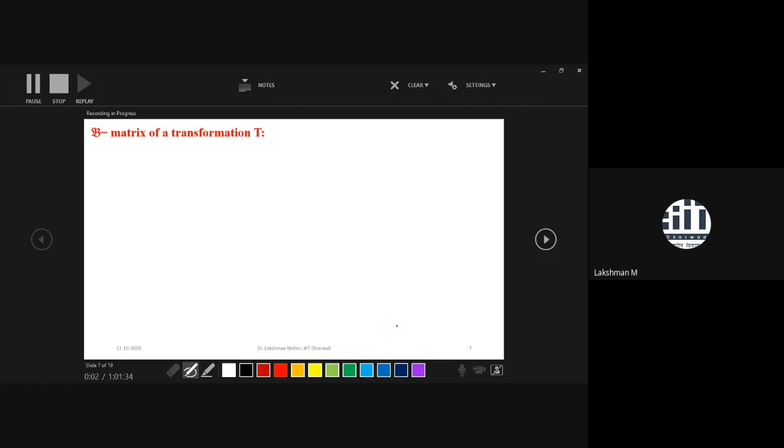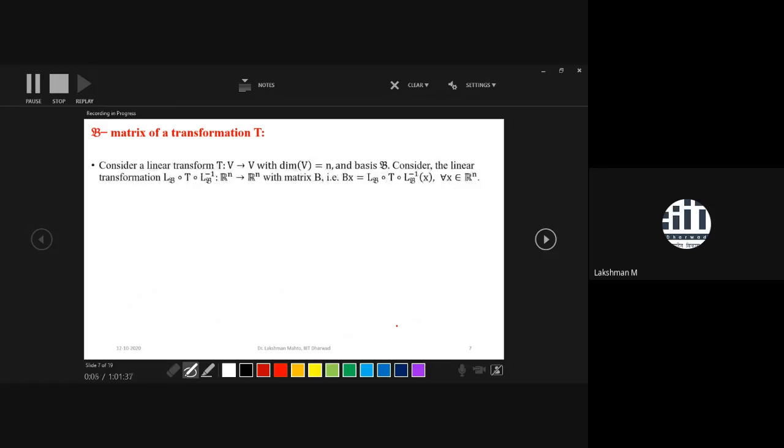Now, I will go for a systematic approach. What does it mean? We are taking a very general linear space or vector space of dimension n. So consider a linear transformation from a vector space V to V, where V is an n-dimensional vector space with a given basis beta, and we are considering a linear transformation.